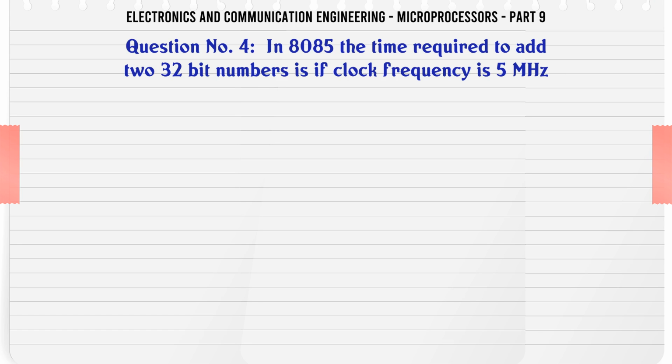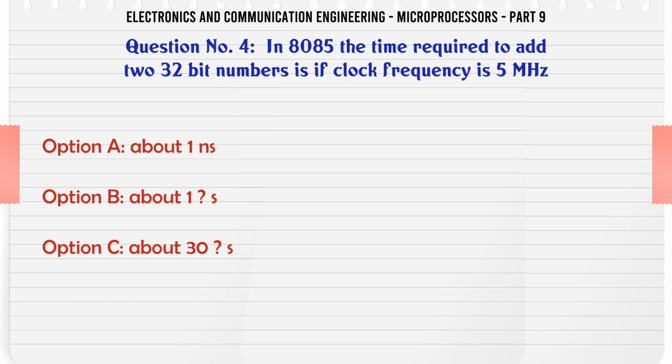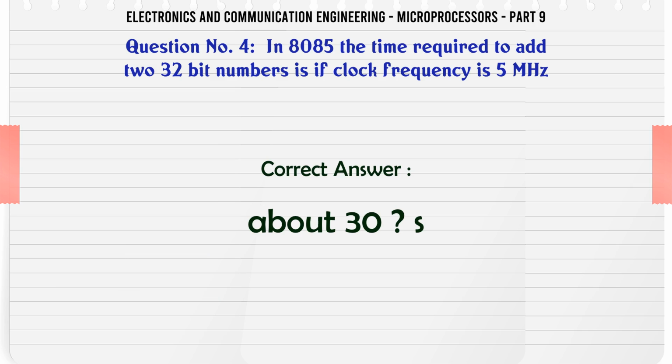In 8085, the time required to add two 32-bit numbers, if the clock frequency is 5 MHz, is: A. about 1 ns, B. about 1 s, C. about 30 s, D. about 100 s. The correct answer is about 30 s.